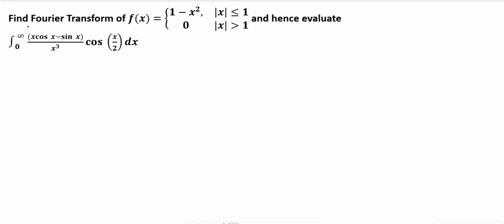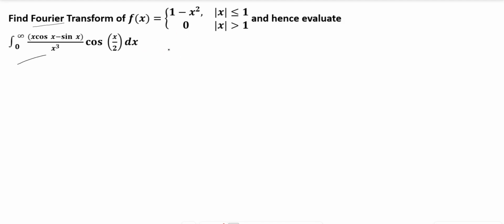So, the question is: find the Fourier transform of a function f(x) which is 1 minus x square in an interval mod x less than or equal to 1, and 0 when mod x is greater than 1, and hence evaluate the integration from 0 to infinity of (x cos x minus sin x) divided by x cube, cos x by 2 dx. Now, सबसे पहले हमें find out करना है Fourier transform. Then we need to evaluate this integration.